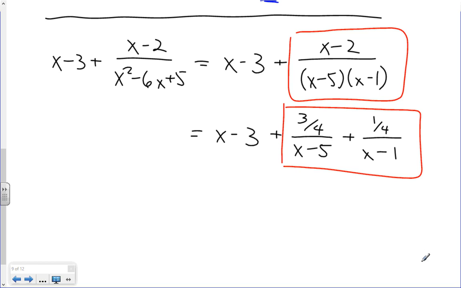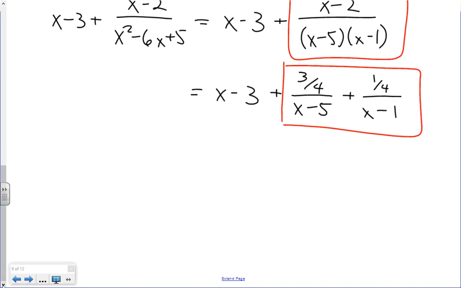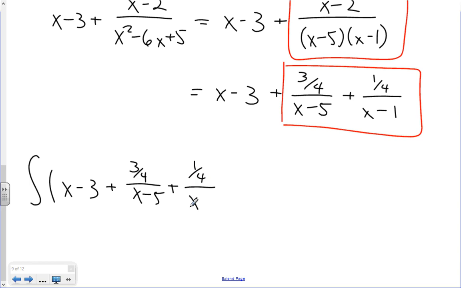Now you might recognize this. This is the same as our last example from the first half here, or at least the denominator has that same thing. All right, so now I should be able to integrate this. Going back to what the original problem was. The original problem was to find the integral. So let's do that. We want to find the integral of x minus 3 plus 3/4 over x minus 5 plus 1/4 over x minus 1.